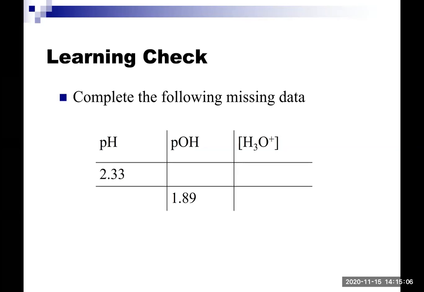Let's complete the missing data here. If you remember a few slides back, we said that the pH plus the pOH is equal to 14 because of the ionization of water always being constant. They gave us a pH here of 2.33, plus our pOH is going to equal 14 because the ionization of water is always constant. To solve this, we're going to subtract 2.33 from both sides.